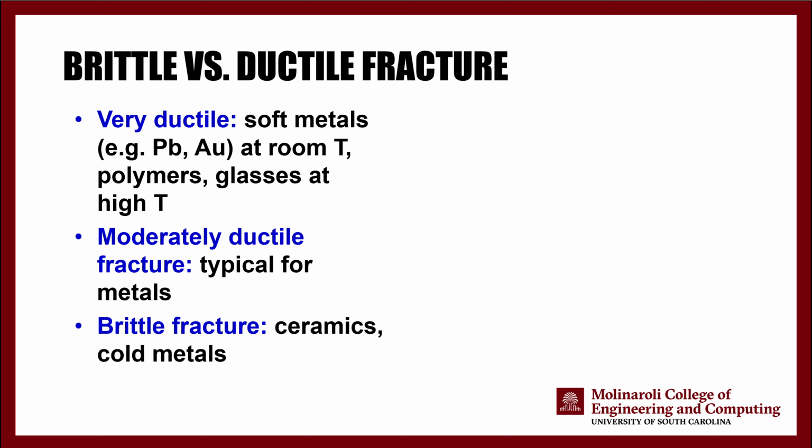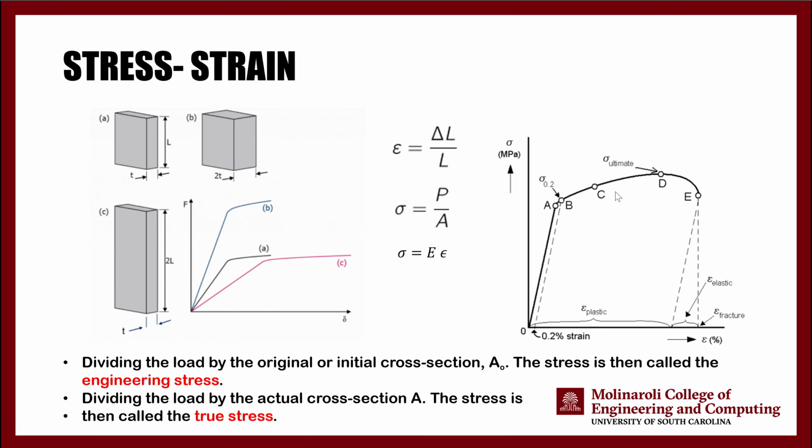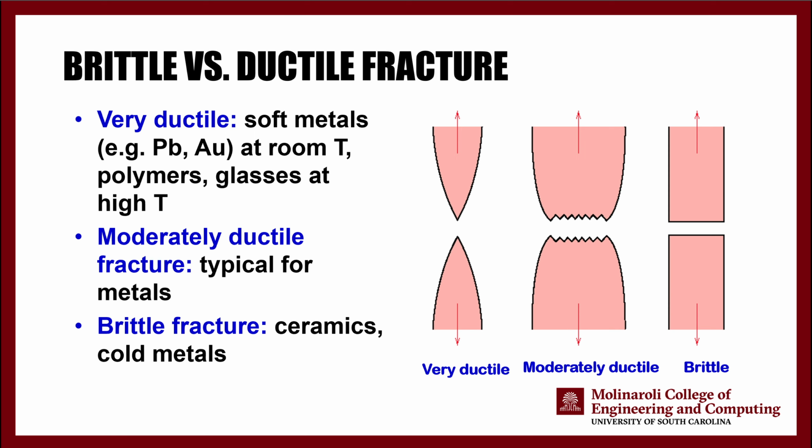It's typical for metals. Metals are usually moderately ductile, and eventually we get to cold metals or ceramics, which show brittle fracture, meaning that there is little to no plastic region. So as soon as the material yields, you will see the rupture and the breaking of the material. And this will be the type of fracture you're going to see for each type of material.